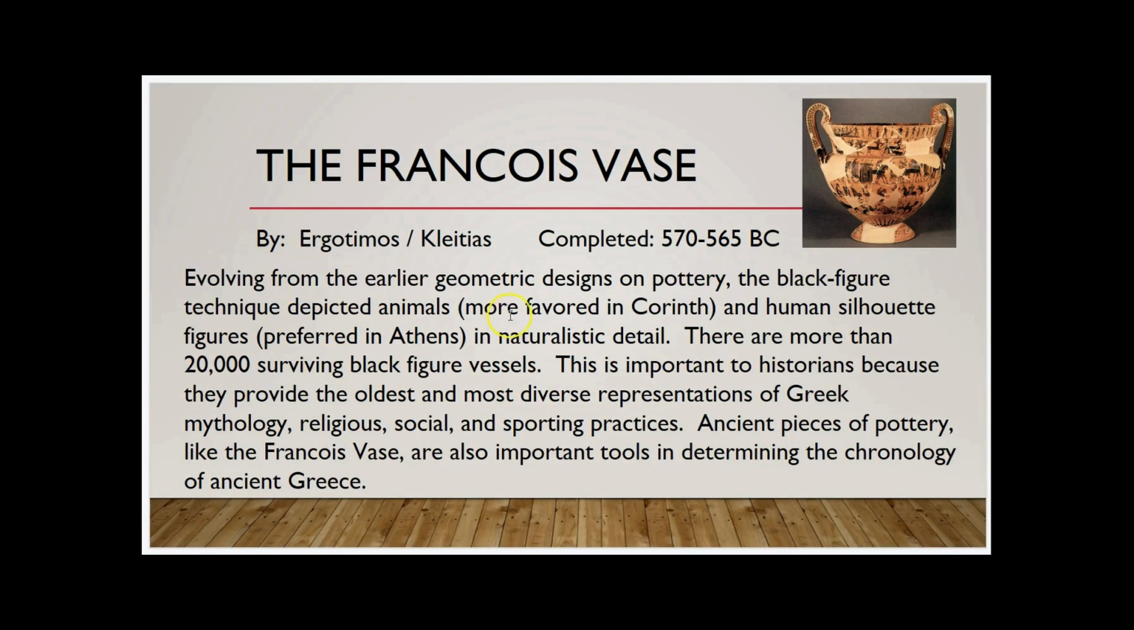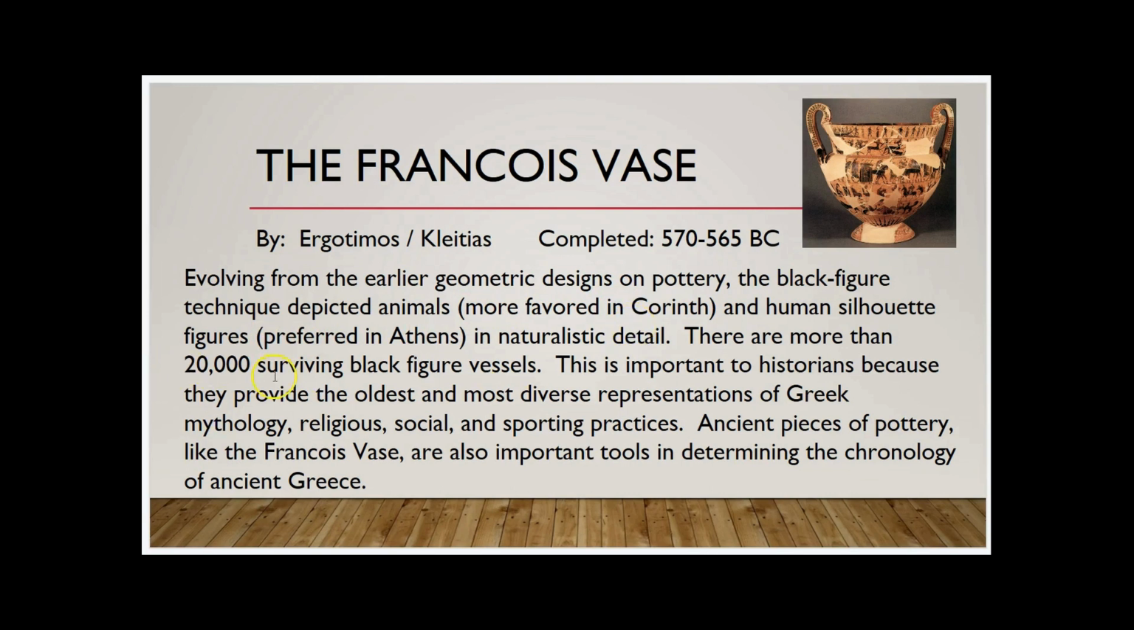So evolving from earlier geometric designs on pottery, this black figure pottery depicted animals, which was more favored in Corinth, and then also human silhouette figures, which was more preferred in Athens, and in naturalistic detail.